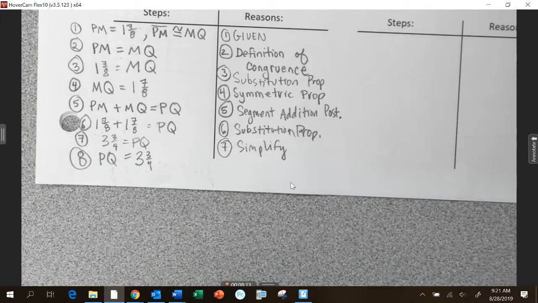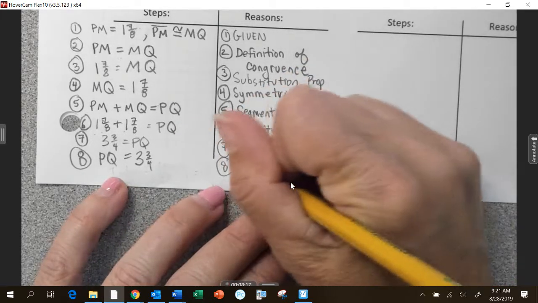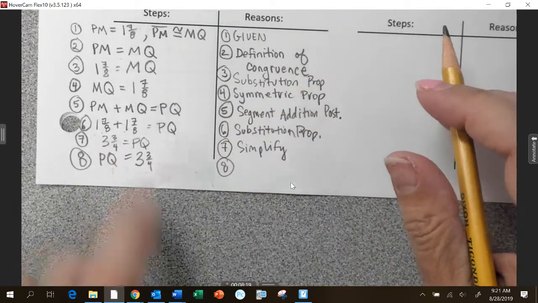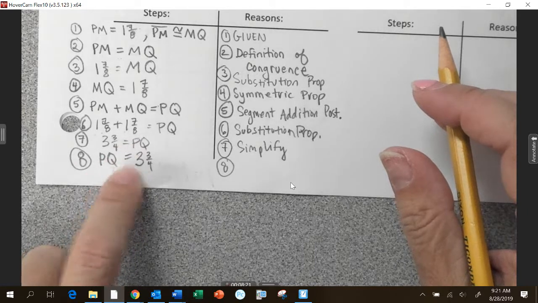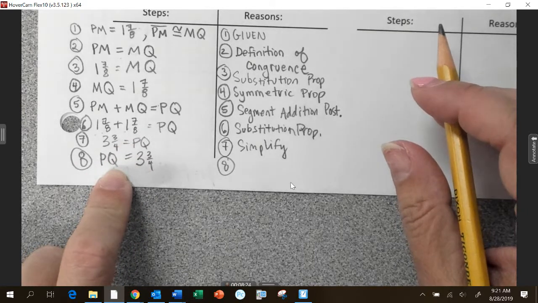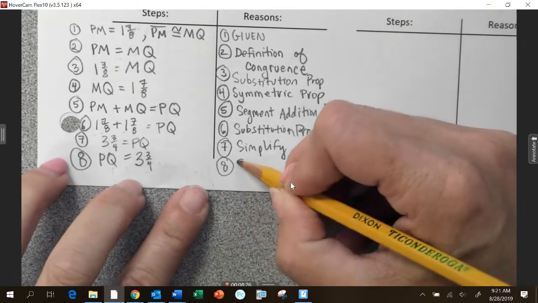3 3/4 would be PQ. Why could I go from 3 3/4 equals to PQ equals? Why can I switch those around? Already did it today, Lynn. Symmetric.